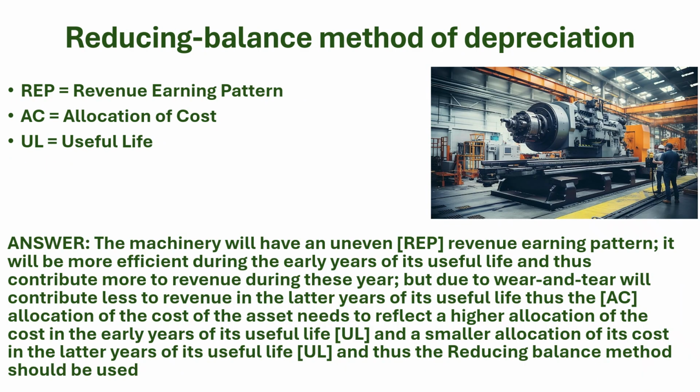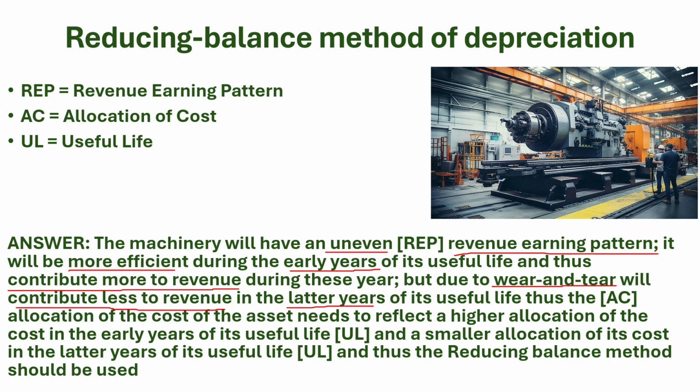So it's imperative that we emphasize machinery is going to have an uneven revenue earning pattern. That's going to get you 1 mark. We need to justify that by saying, well, it's going to be more efficient in the early years. It's got a lot of moving parts, and those moving parts are going to be working effectively. So it's going to contribute more to revenue during those early years. But due to wear and tear, and you can adopt the same approach with a vehicle or any other type of machinery, it's going to contribute less to revenue in those latter years.